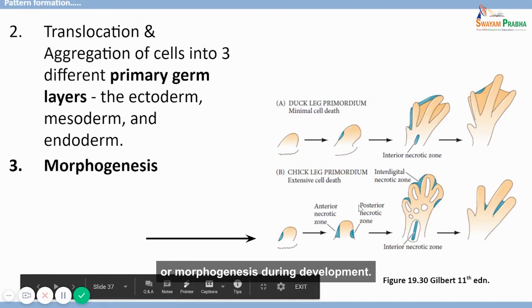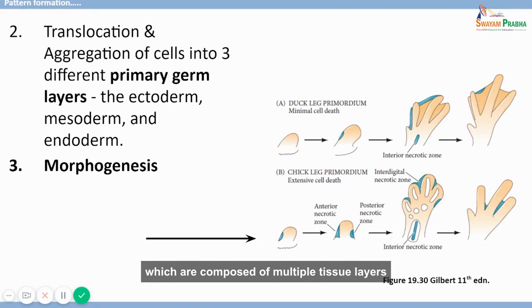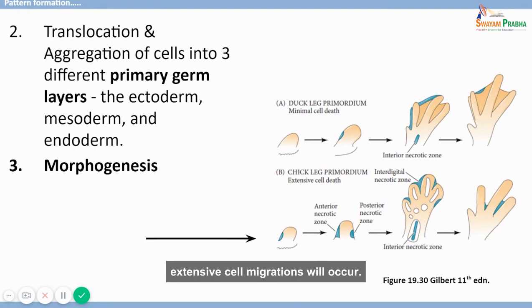Now, students, cells and tissues keep on undergoing migrations and interactions to produce new arrangements and shapes, which are composed of multiple tissue layers, and each tissue layer will keep on giving distinct organs with distinct functions. Now, during gastrulation, the embryo develops a gut. Extensive cell migrations will occur.